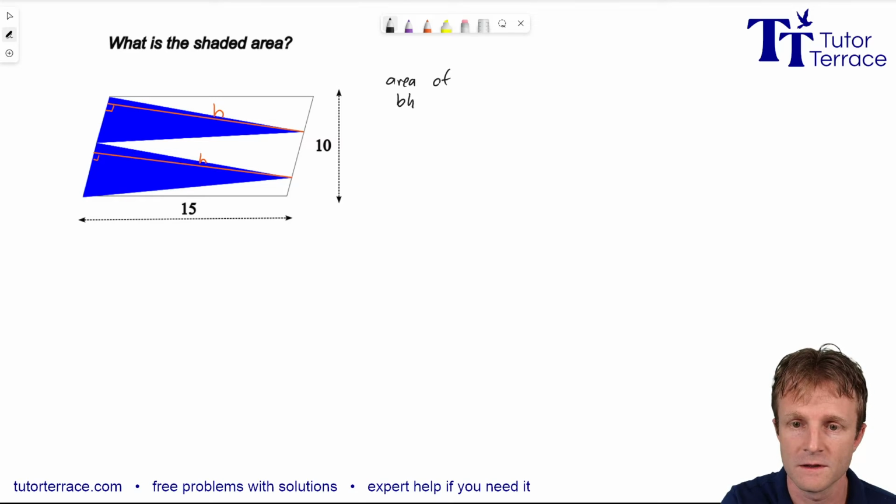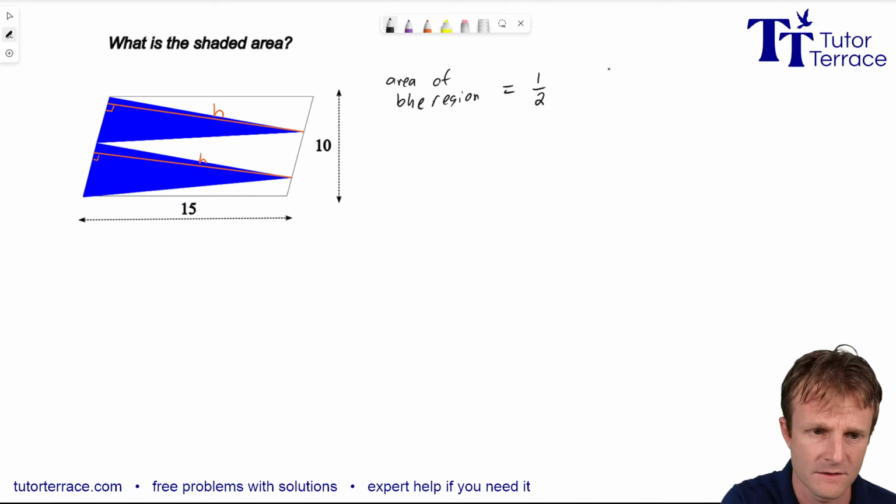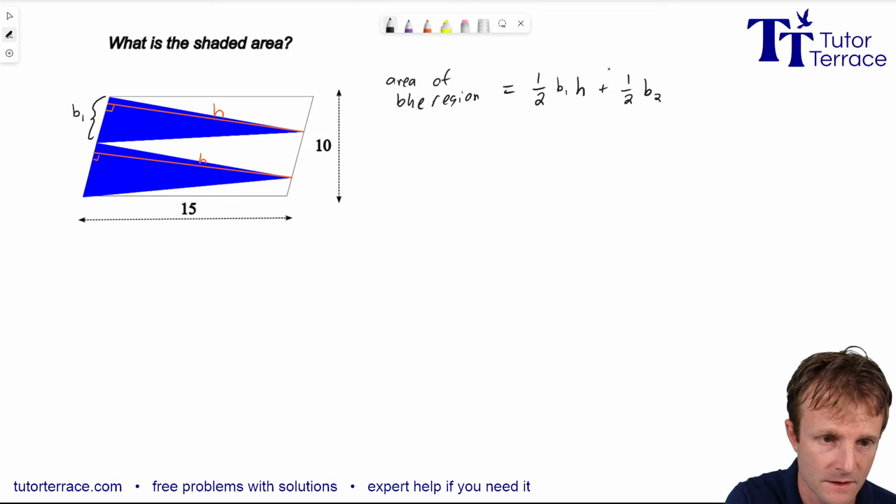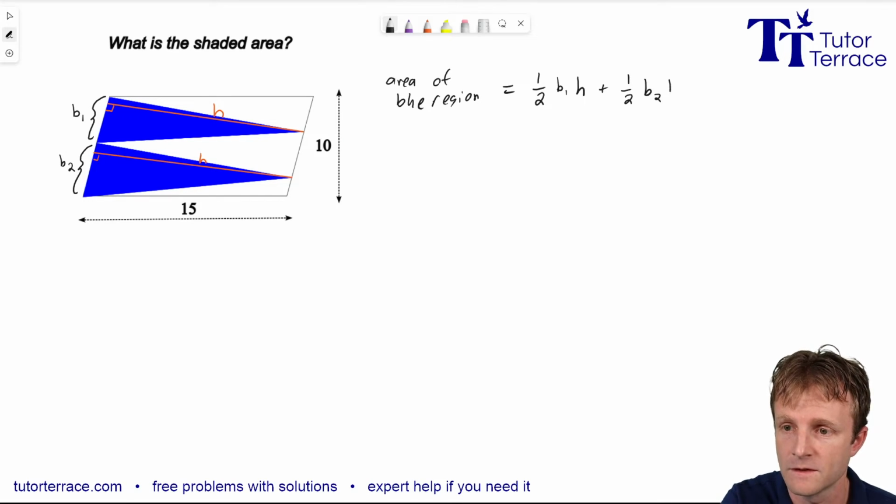and now we can write the area of the blue region is just the sum of the areas of the two triangles. So that's a half times the base, let's call that b1, times h, the height, plus a half times b2, call that base b2, times the height. And of course we can factor out. We have h over 2 times (b1 plus b2).